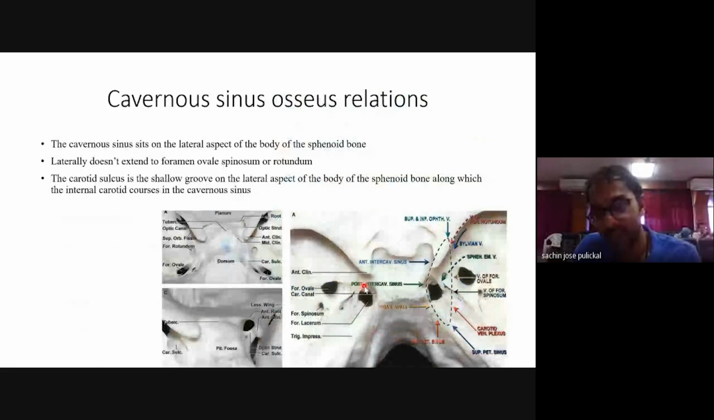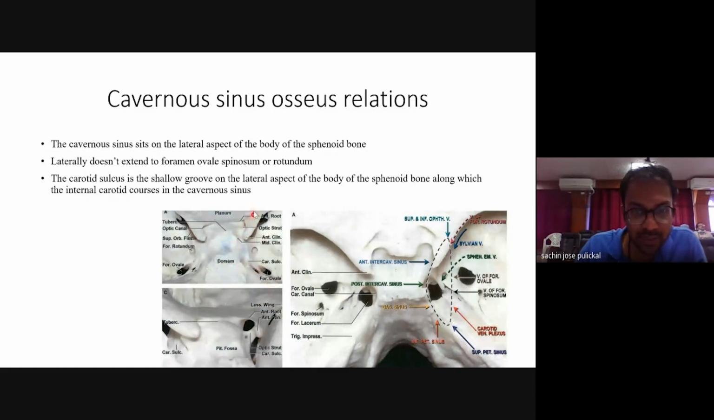Coming to the osseous relations of the cavernous sinus. Like we discussed from the first picture, you draw a line connecting the petrous apex, the posterior clinoid, and the superior orbital fissure. The cavernous sinus is situated between these, in this triangle. From our MBBS knowledge, we know that it is situated on the lateral aspect.